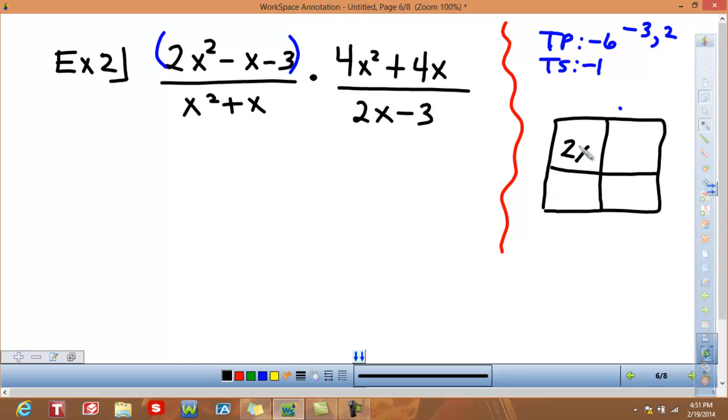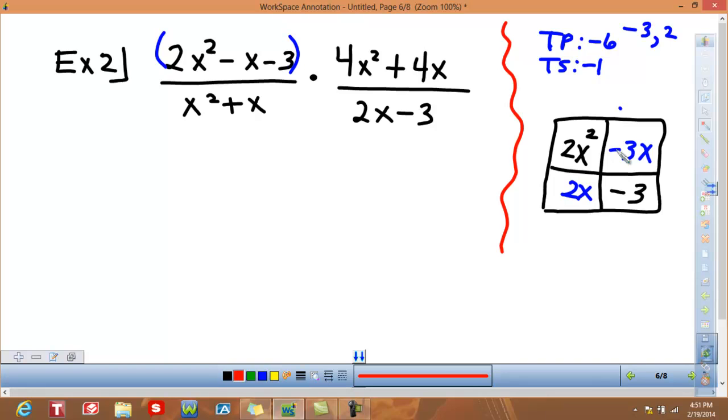Ax squared goes in the top left box corner. C goes in the bottom right corner. And the new b's go in the diagonal.